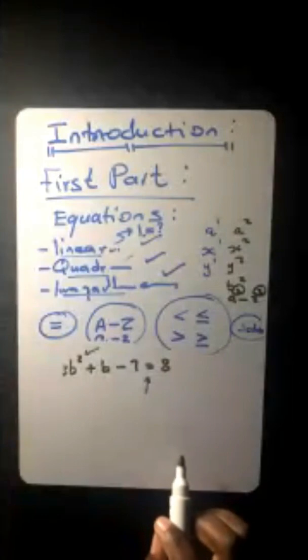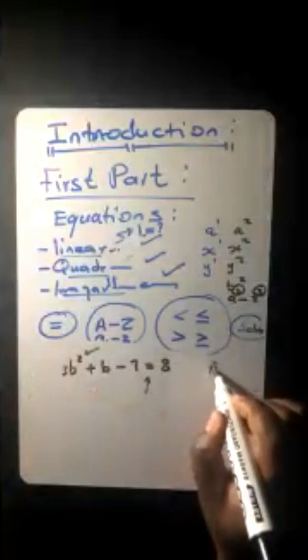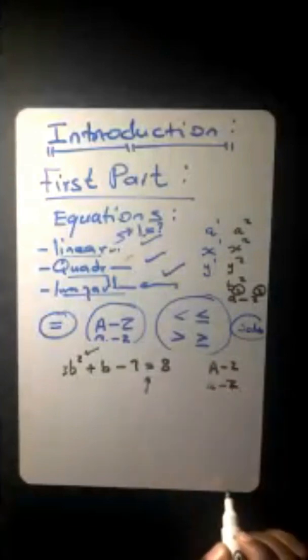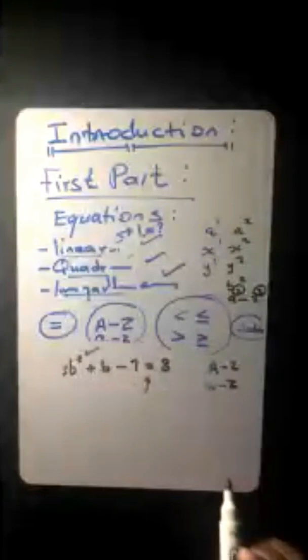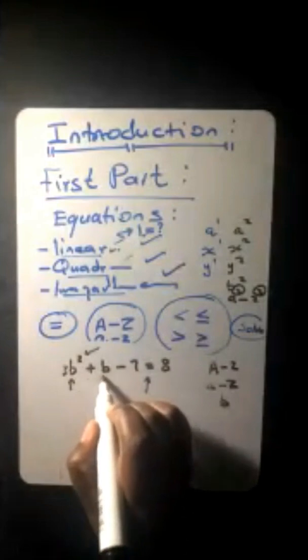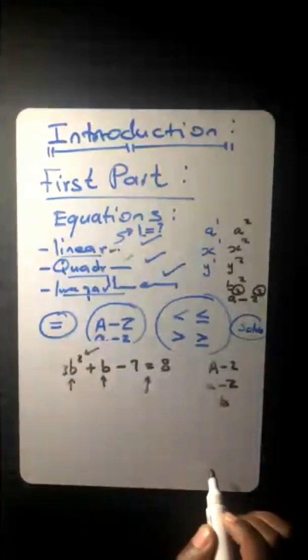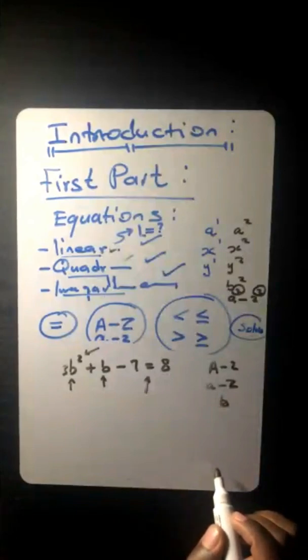What is the unknown? The unknown is any letter in the given problem, which could be any letter from A all the way up to Z. It doesn't matter whether it's in capital letters or small letters. What represents the unknown in this problem? It is letter b. What does it mean? It means you must solve for b. So how do we solve this type of problem, which is called a quadratic equation?